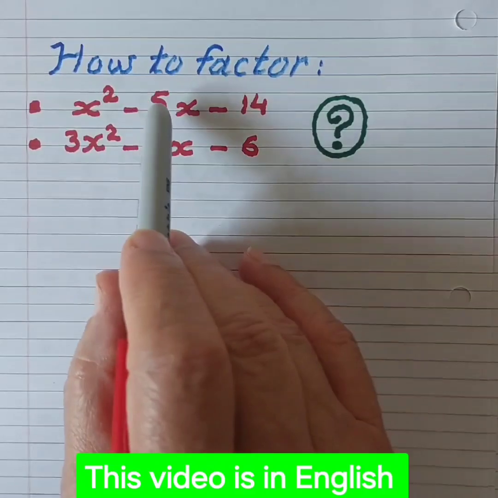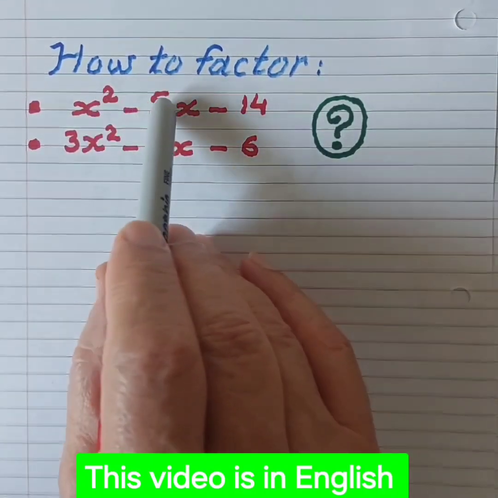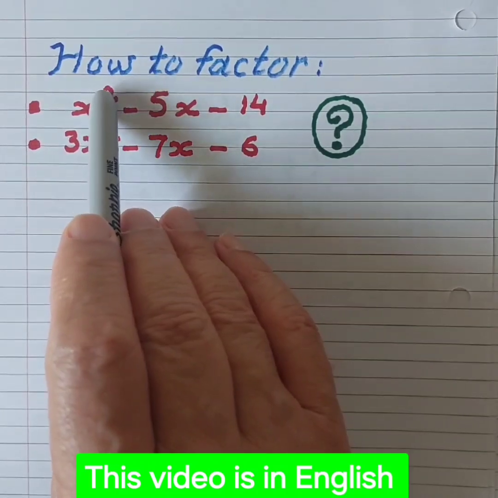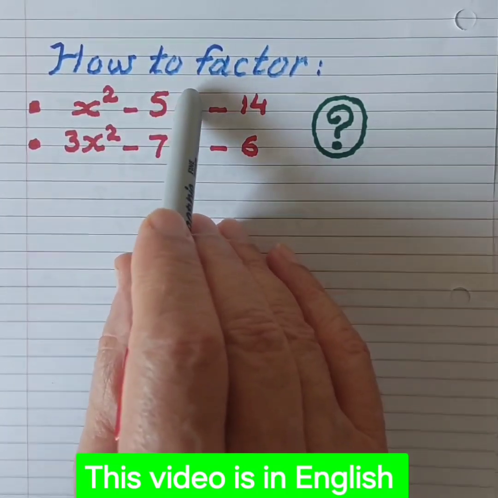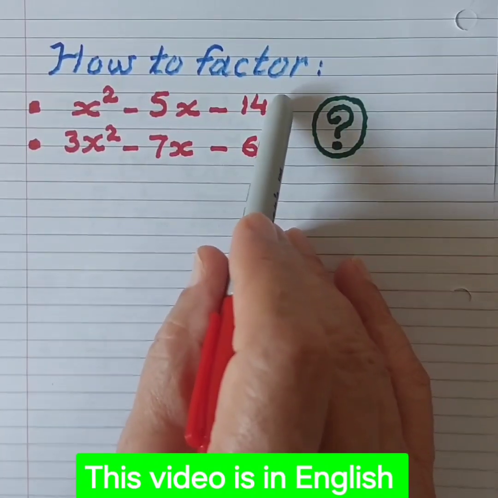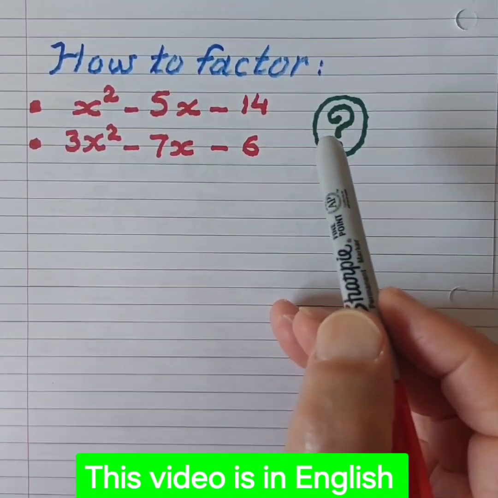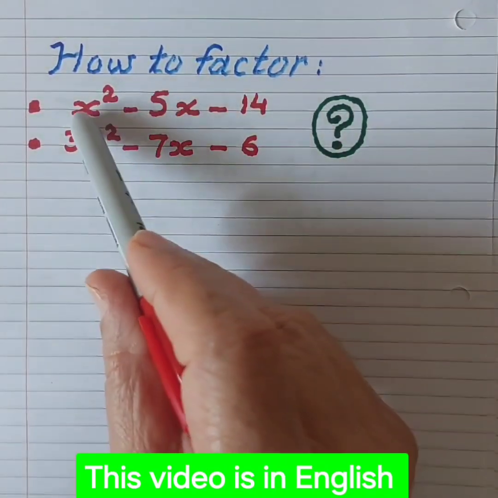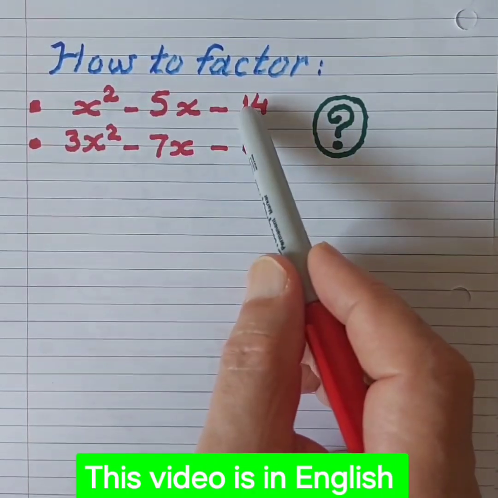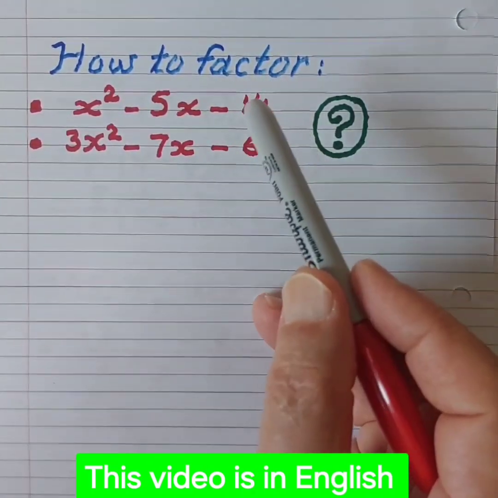First of all, we have to make sure these are arranged so that we start with the highest degree, then the lower degree, then the vanishing degree, that means zero degree. After making sure this arrangement exists, we start to do the factoring.